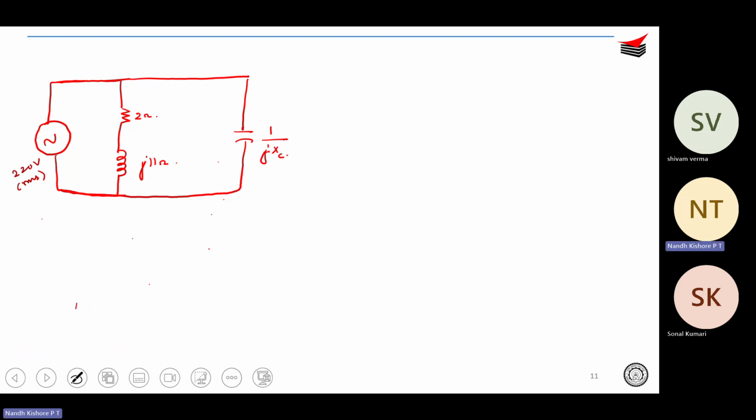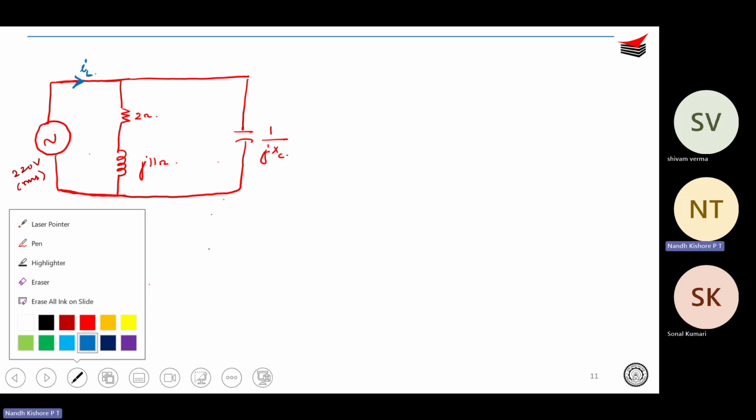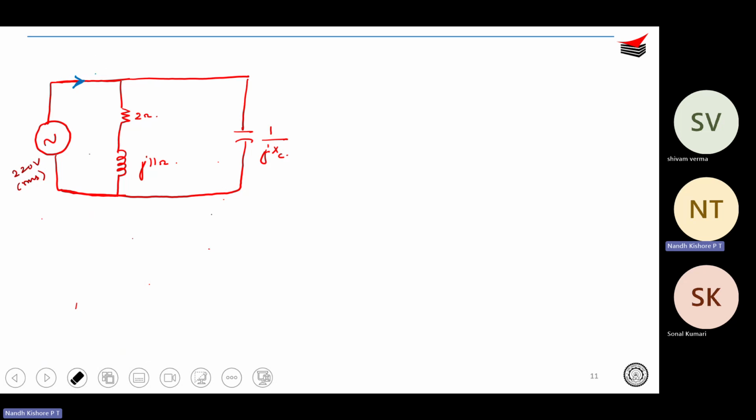Now the point is the total current. If I call this as I, not IL, as it can be confusing, it gets split into two components. One is through the motor, IM, and one is through the capacitor, IC. That is, I is equal to IM plus IC.